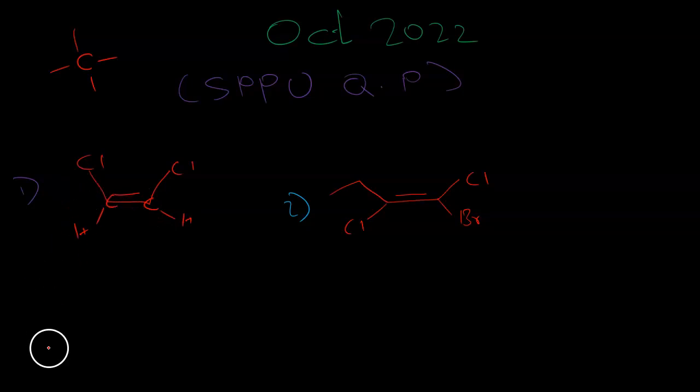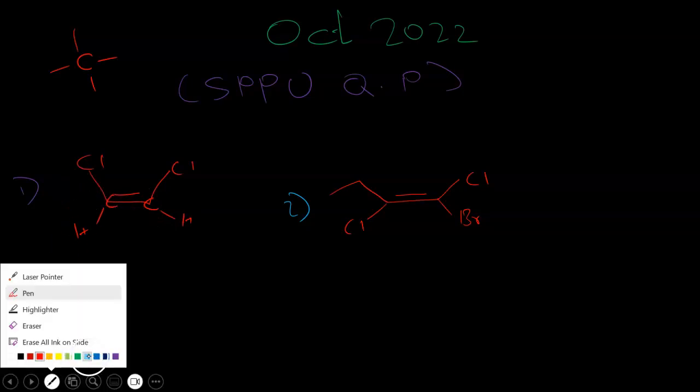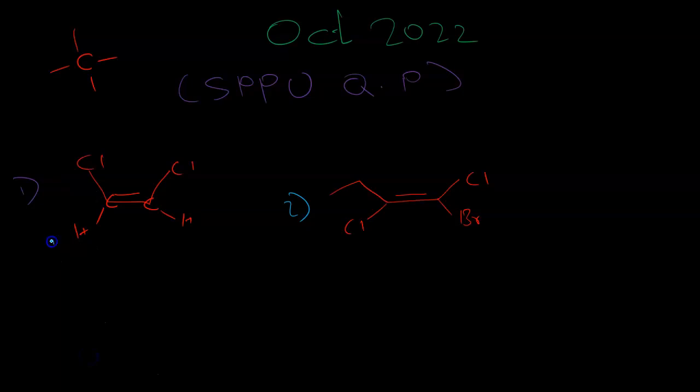So in this case, again you have to assign the priorities. For assigning the priorities, you know the least is hydrogen. Obviously chlorine will be 1 and the least will again be hydrogen. Same priority groups are on the same side of a carbon-carbon double bond. So it becomes a Z isomer, that is cis.